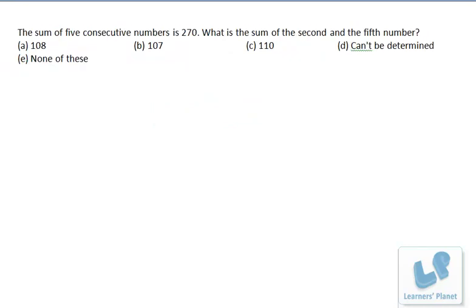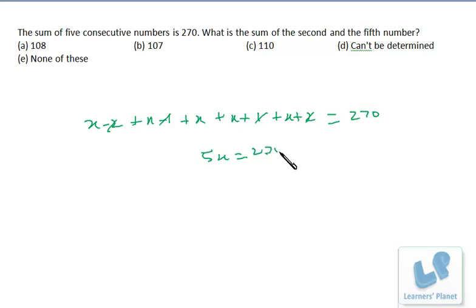Now friends, let's see this problem. The sum of 5 consecutive numbers is 270. What is the sum of the second and the fifth number? Friends, whenever we have to choose consecutive numbers, like in this case 5 consecutive numbers, we should start with the negatives, right? So it's x minus 2, x minus 1, x, x plus 1 and x plus 2, right? Now when you add them, these terms will get cancelled, so you're just getting 5x is 270. That means x is equal to 270 by 5, right?